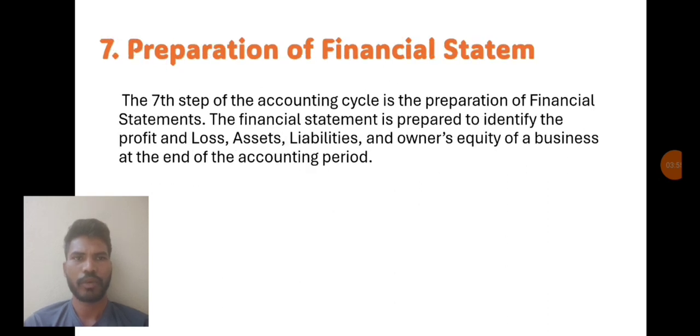The seventh one is preparation of financial statements. The seventh step of the accounting cycle is the preparation of financial statements. The financial statements are prepared to identify the profit or loss, assets, liabilities and owner's equity of the business at the end date of the accounting period.